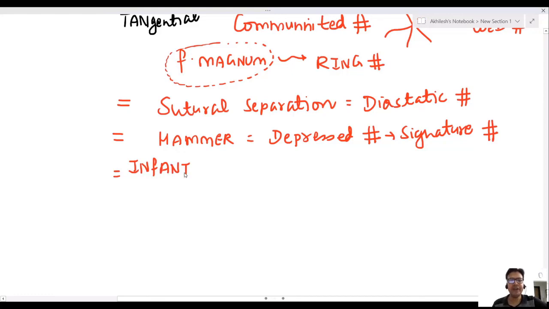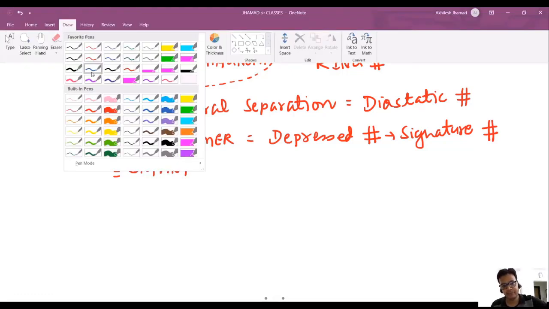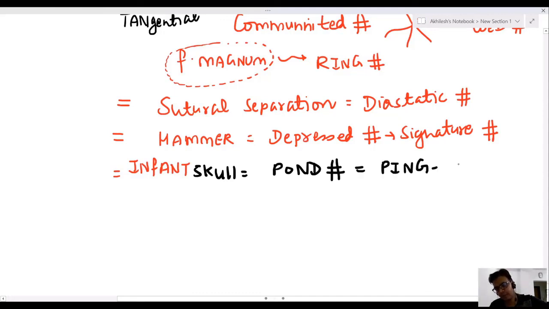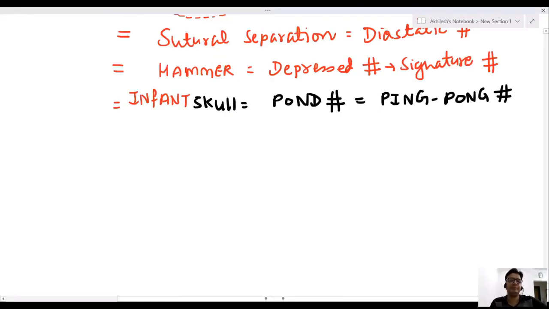In infant skull bone, we have pond fracture, and pond fracture is also known as ping pong fracture. It is known as pond fracture or ping pong fracture.